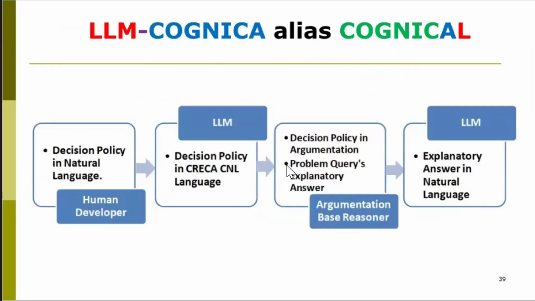So what we do is this. So you have the decision policy in natural language. We use an LLM to translate this into a controlled natural language of conditionals, and we'll see an example in a moment. Then the important thing about this is that it is both human readable and machine readable. Why is it machine readable? Because there is a standard canonical translation into argumentation. We can get our argumentation reasoner to reason, give us answers with explanations.